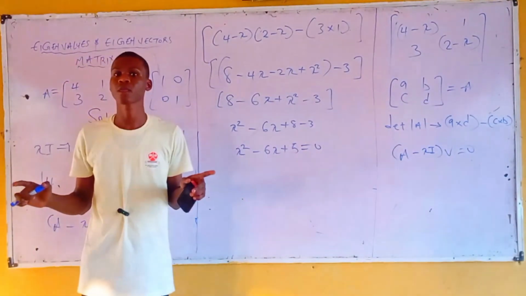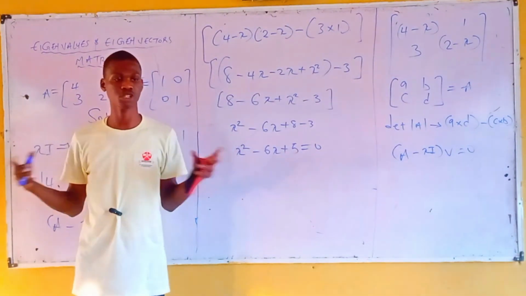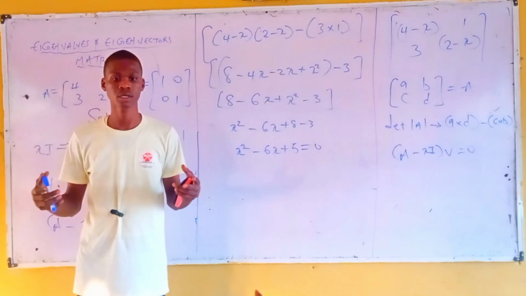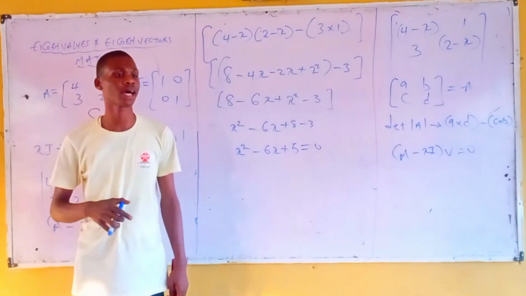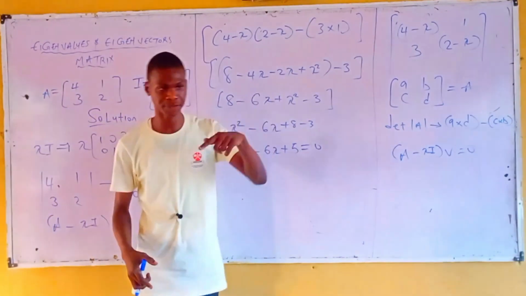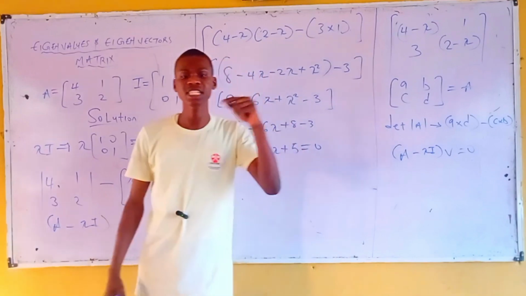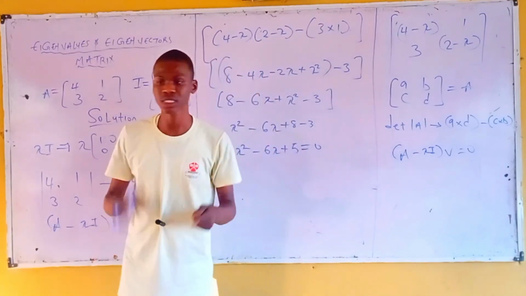Okay, let's do it this way. Why are we performing all these things? What's my interest? What do I want to find? Eigenvalue, exactly. I want to find the eigenvalue. What do we say about eigenvalues by definition? We said eigenvalues are scalars. And we said an eigenvalue is denoted with what?